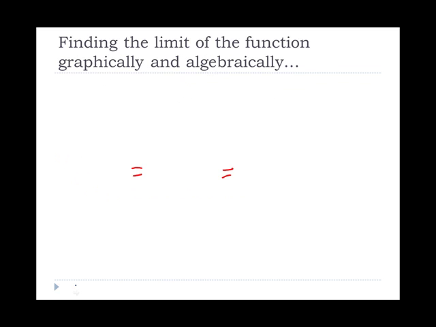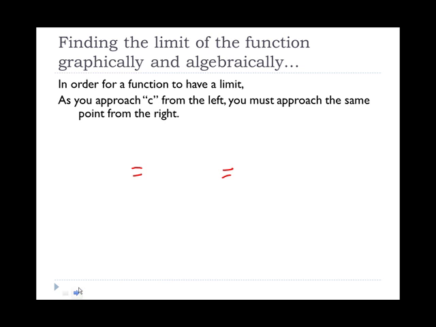Now let's look at this a little bit more graphically. Okay, in order for a function to have a limit, you must approach the same area from both the left and the right. So let me draw in an example here. And we have this function right here. And let's say that that is 3, 5. So this point right here is 3, 5.